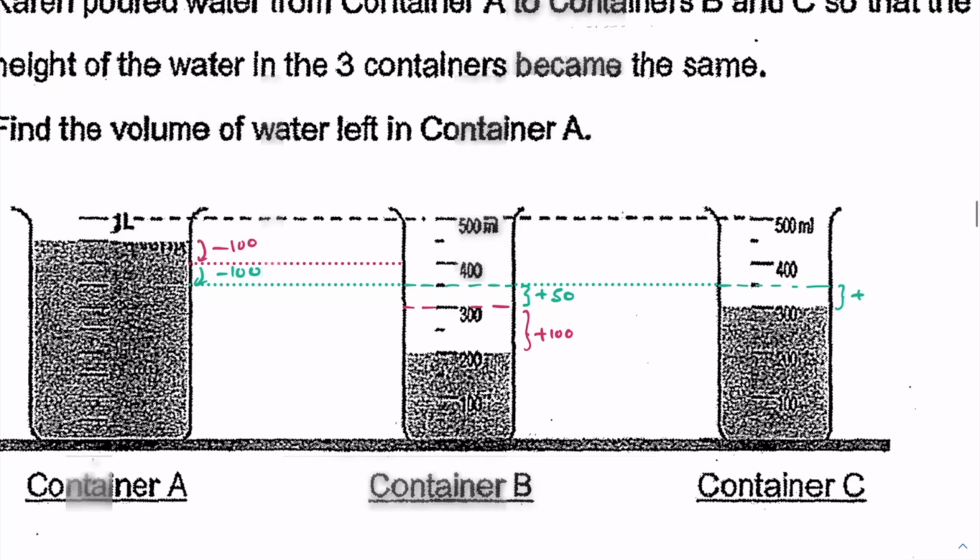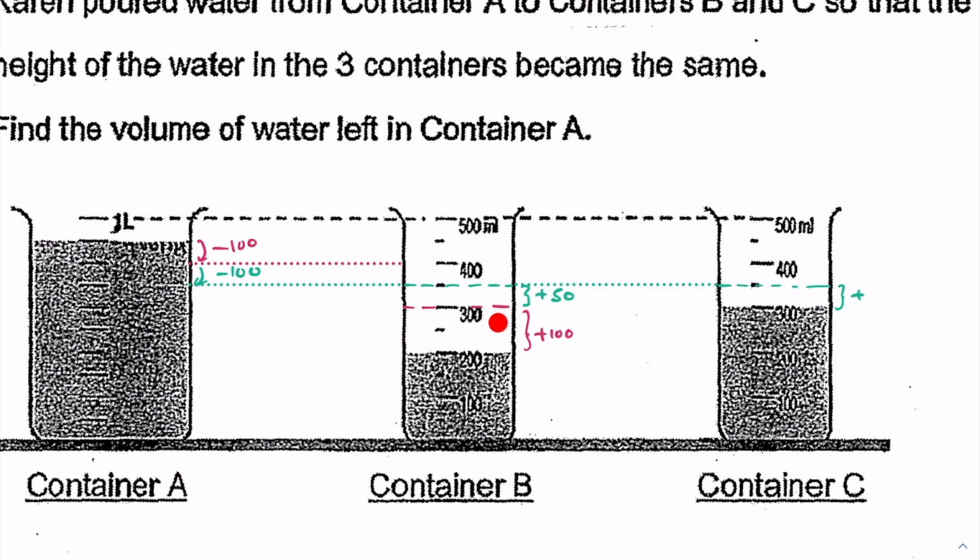Next, let's try decreasing by another 100. Now, if I give that whole 100 to container C, it's going to increase by 2 steps, which won't even be on the same level as container B. Container B is currently at this 300 mark over here. So how about we split that 100 into 50-50?